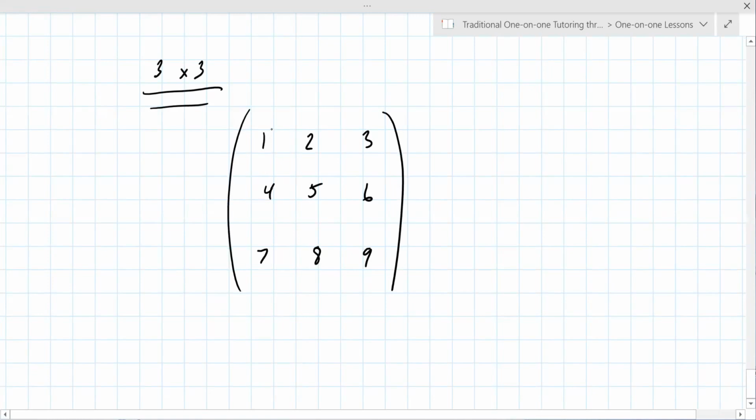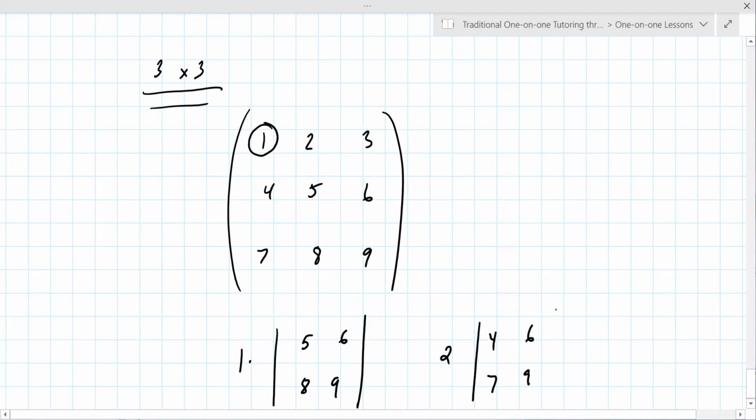But you pick either a row or a column. Most students do a row. So you do 1 times the determinant of 5, 6, 8, and 9. You can see where I got those. And then you take the next one, and you cross out the 5 and the 8. So you just do the 4 and the 7, and the 6 and the 9.